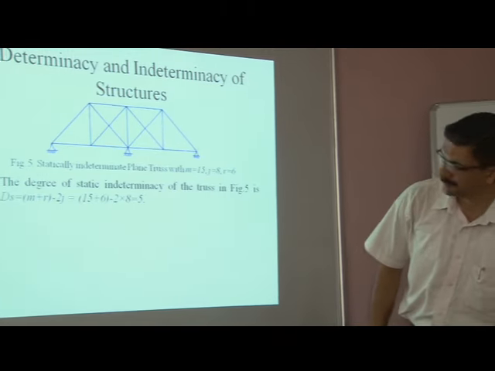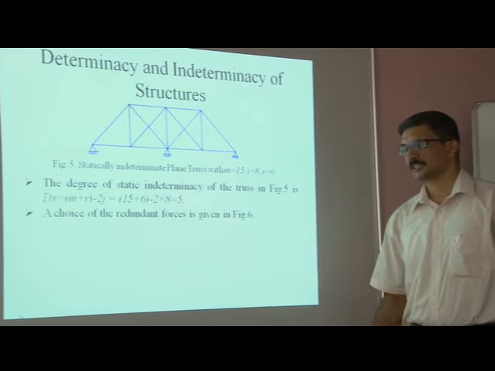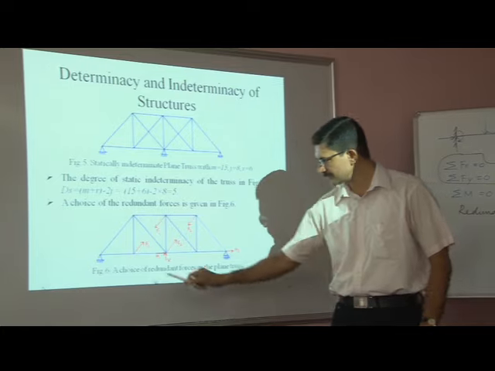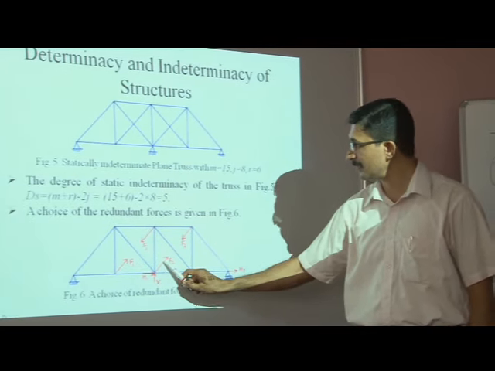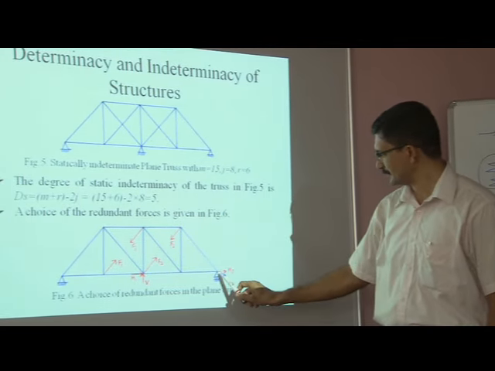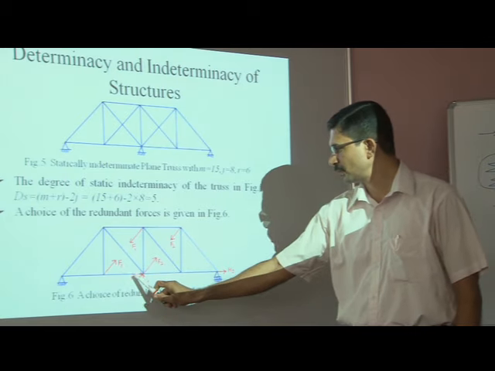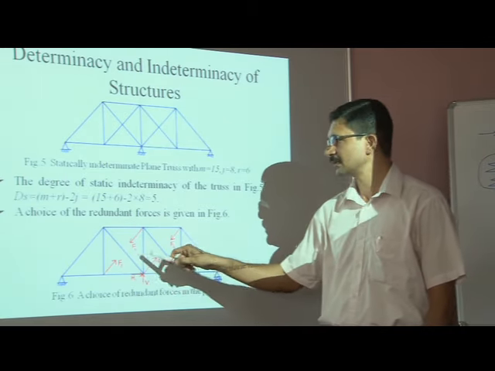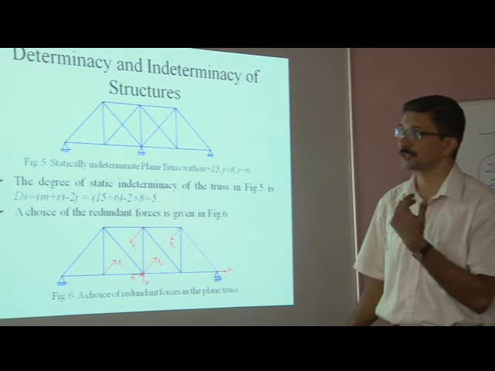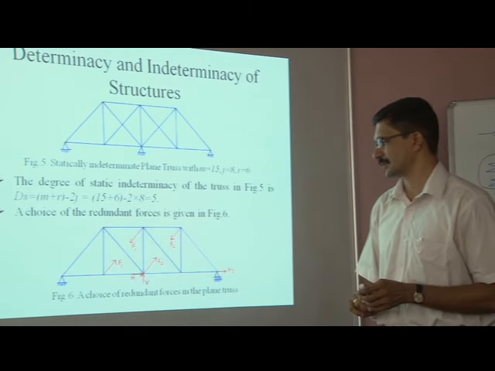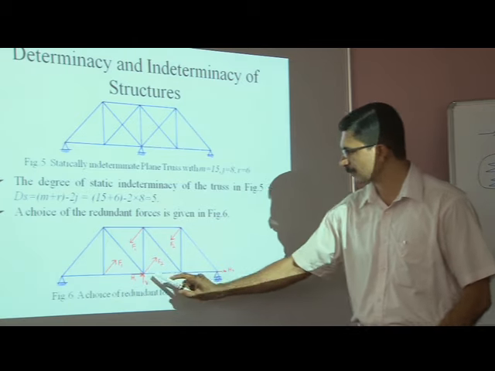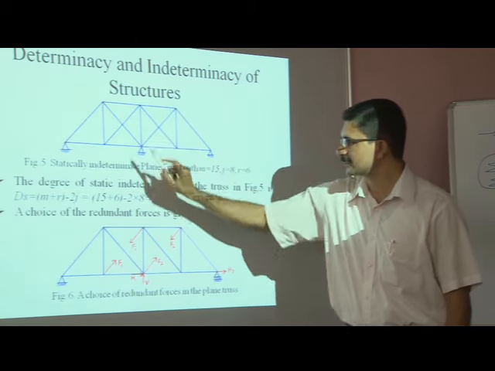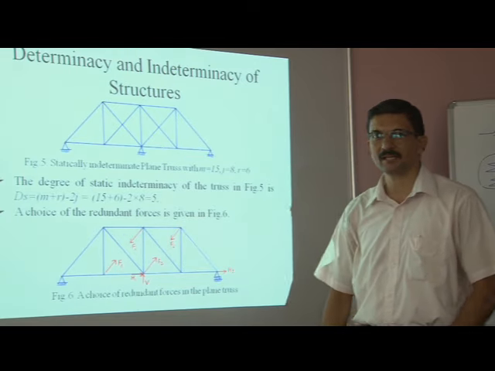And you can identify, as a choice of redundants, this one: the force in this member, and the reaction, say horizontal here, and the reactions horizontal and vertical here. So these are the 5 possible redundant forces. You can have other choices too. It is only for illustration. That is, if you remove this support from here and make this support a roller, and if you remove these 2 members from this truss, the truss will become statically determinate.